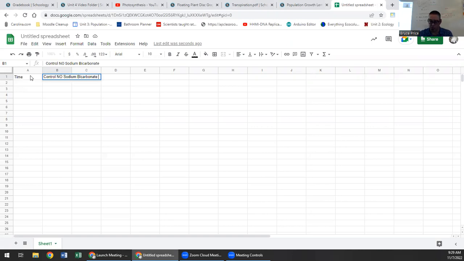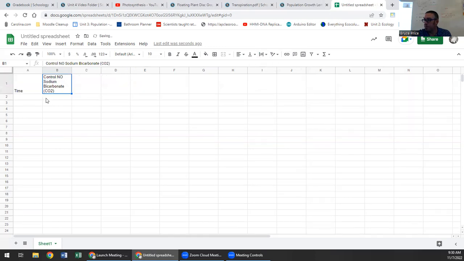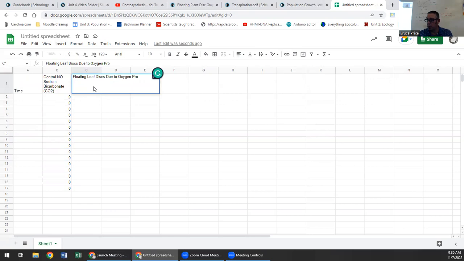bicarbonate, which to us is CO2. So we don't have any of that. That one's really easy, so what we're going to do is put zeros all the way down for that one. Okay. So sodium bicarbonate. And then our next one is going to be floating leaf disks due to oxygen production.